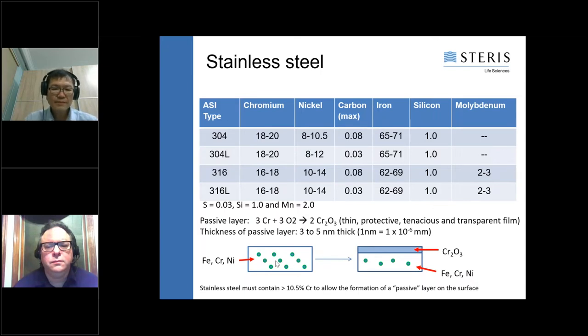So if you look at the picture here, the reason why stainless steel is corrosion resistant is mainly because of the presence of a thin passive layer. This passive layer is basically a chromium oxide layer. It is this layer which protects the stainless steel from corrosion. This passive layer is very thin, between 3 to 5 nanometers thick. And if this layer is damaged or depleted over time, corrosion will set in. So we will talk a little bit more about this in the next few slides.